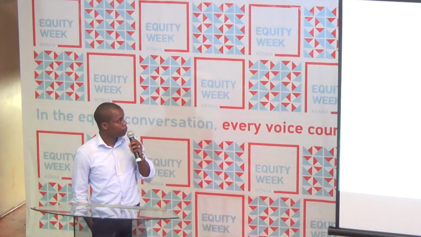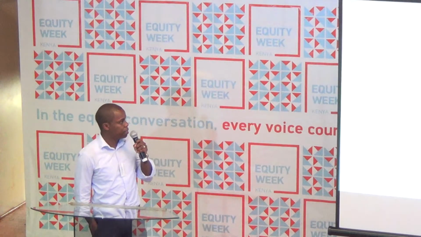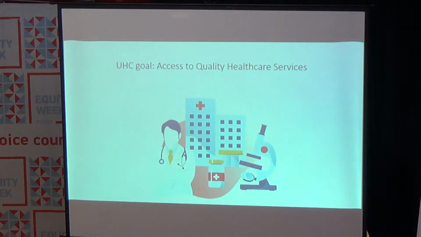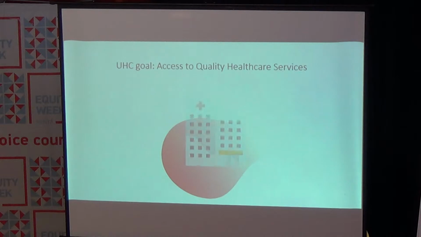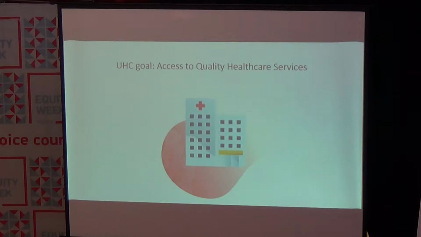Next slide. And universal health coverage has a number of goals. So the first is access to healthcare services. And of course, there's quite a range of healthcare services. We've talked about it's not just about access to services in a hospital, it's really about access to the entire range of services that you need.